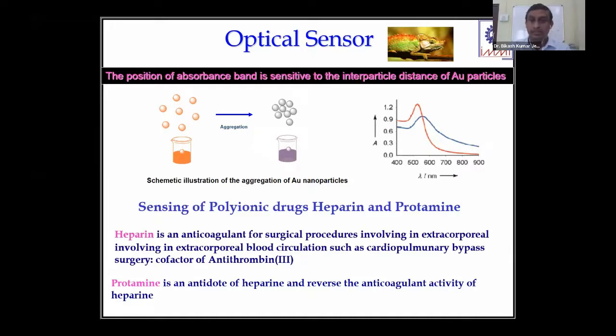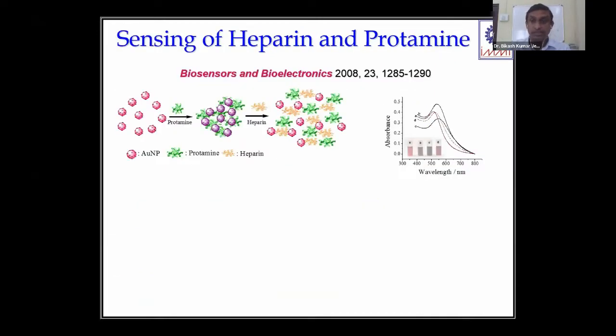After the surgical procedure is done, they test the blood sample to see how much heparin is there, and then they add the protamine. The protamine will specifically and strongly bind the heparin and release the antithrombin. Then this antithrombin will again create the blood clot so that the blood flow will stop and the procedure will be successful. That's why heparin and protamine sensing has very much importance, because it is used for surgery applications.